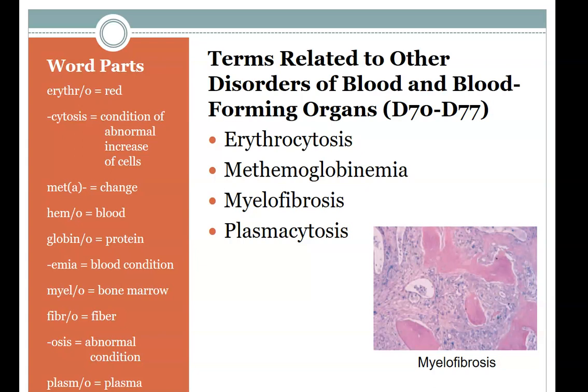The word parts. Erythro is red. Cytosis is the condition of abnormal increase of cells. Meta is change. Hemo is blood. Globin is protein. Emia is blood condition. Myelo is bone marrow. Fibro is fiber. Osis, abnormal condition. And plasmo equals plasma.